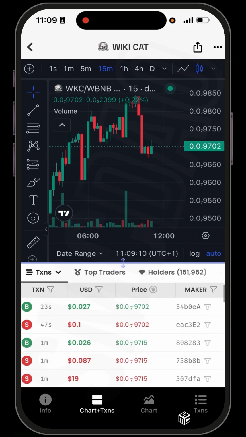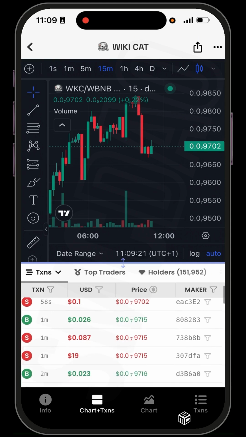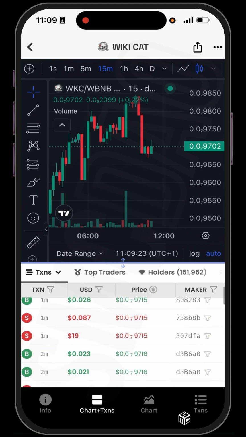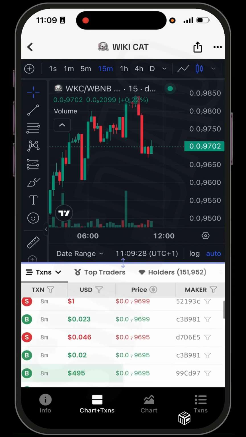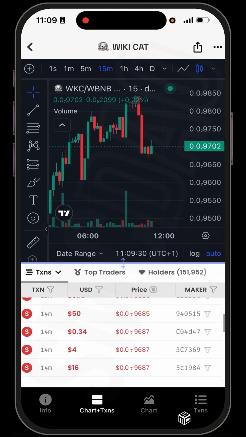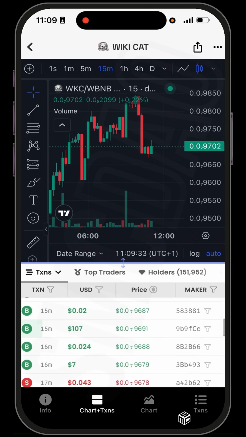And you could see 22 seconds ago, someone bought with 0.027 USD. And this could tell you that, okay, that's a little buy. And you could see some sales like a $0.1 sale, a 0.087 sale, a $19 sale, an $8 sale, a 100 USD sale. These are all the transactions happening within the past 15 minutes. And you could see a $107 buy gives a bullish sign, because you're literally reading the behavior of the market.